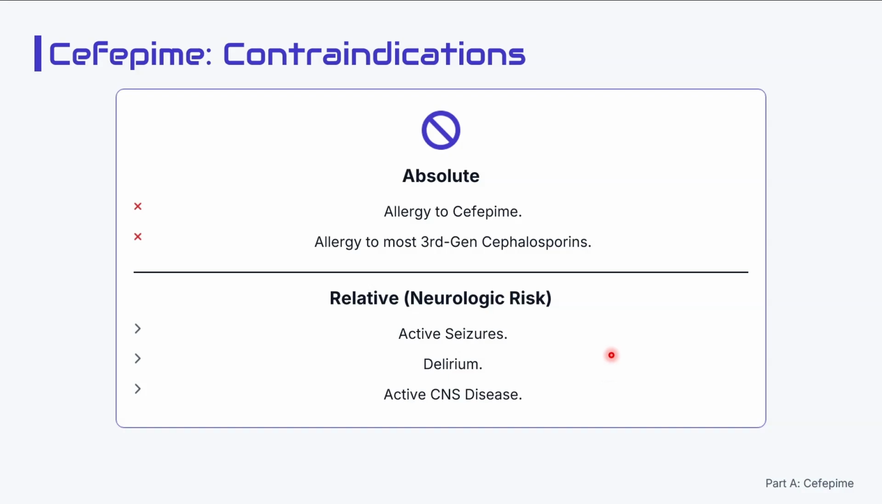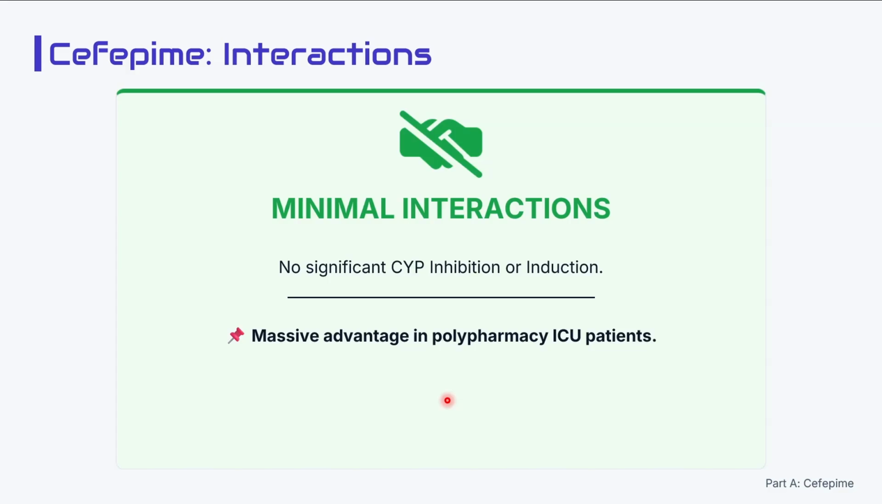For cefepime, the absolute contraindication is allergy to it, as most third generation cephalosporins have the same side chain group as cefepime. So try to avoid it in allergy to cefepime. Relative contraindications are active seizures, delirium and CNS infection. You have to remember that cefepime is a very neurologically toxic drug. It reduces the seizure threshold. It can cause acute delirium, and in cases of active CNS disease, try to avoid cefepime. It has very minimal interactions, no significant cytochrome inhibition or induction. This is a massive advantage in polypharmacy in ICU patients.